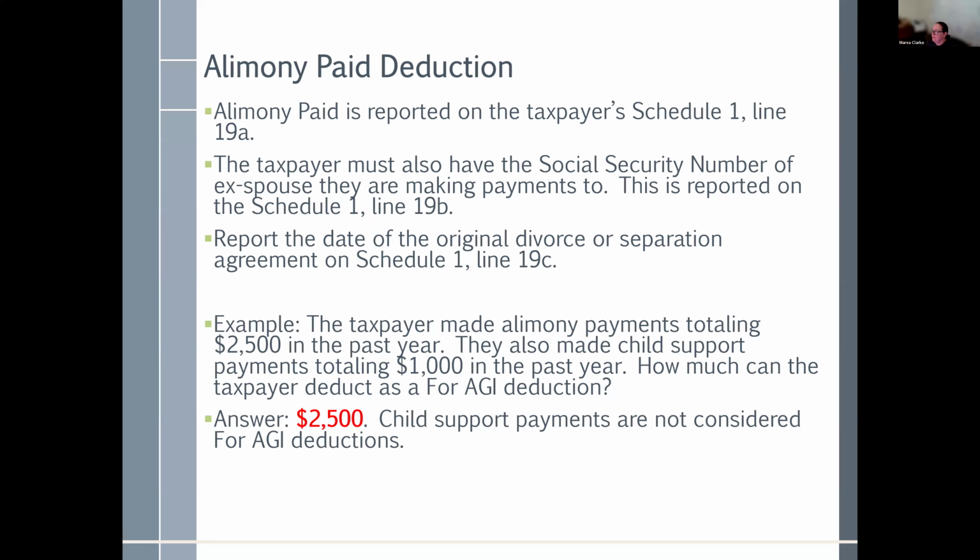All right. There's a special line for it on the Schedule 1. They also have to have the Social Security number or tax ID number of the person they're making those payments to. And it has to be only for the spouse's essentially living support. It cannot be for the care of their children. So child support and alimony are two different things.